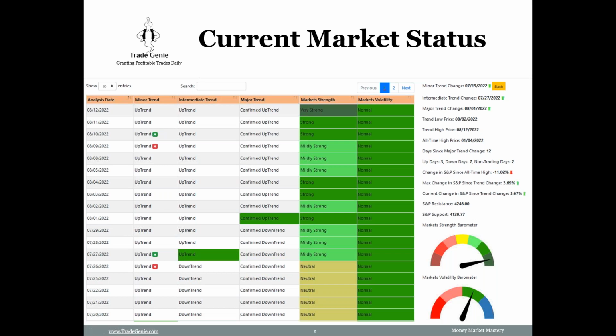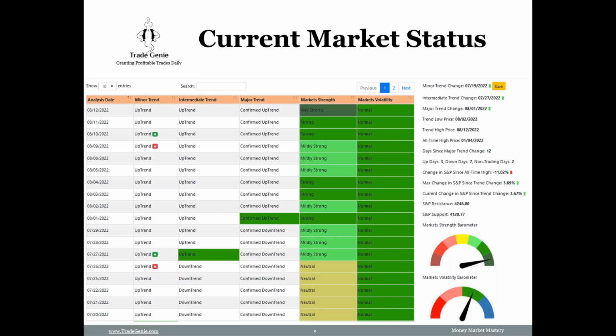Very simple. The last one is the market's volatility. So I have a needle. Right now the market volatility is normal. There's another one, blue, which means the market is quiet.